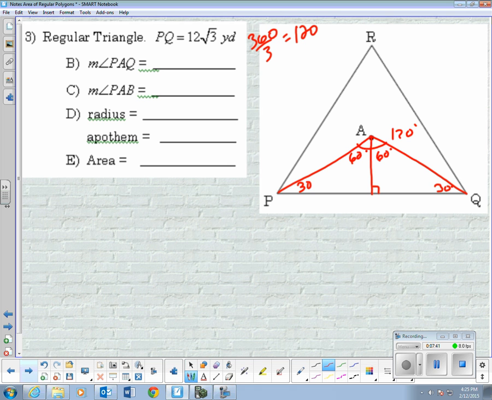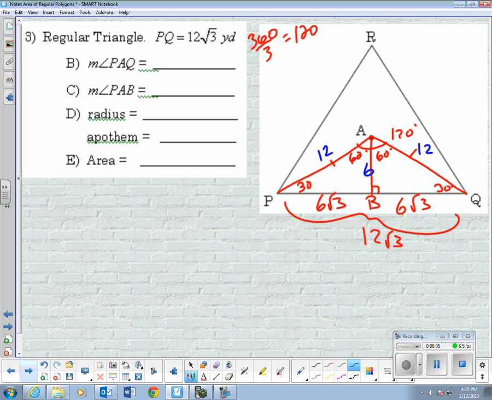All right, it told me that P to Q was 12 square root of 3. Remember, this is like an isosceles triangle, so it bisects that, so that's 6 square root of 3 here, 6 square root of 3 here. Let's go ahead and fill in the rest of the information. This is a 60-degree side, which means that the apothem will be 6 and that the radius will be 12.